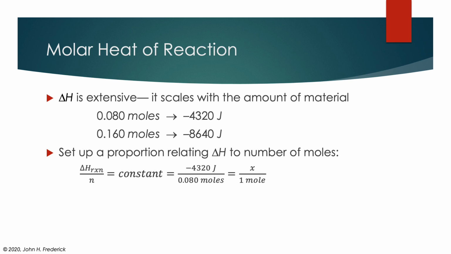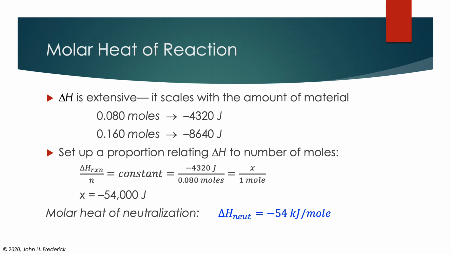We know that negative 4,320 joules is the amount that 0.08 moles generates. What we want to find is the amount of heat that is generated by 1 mole. So we would solve this equation for x. When we do that, we find that x is equal to negative 54,000 joules. That tells us that the molar heat of neutralization, in this case delta H, is going to be negative 54 kilojoules per mole. I've substituted kilojoules for joules so I'm not writing out a big number like 54,000. I hope this made sense, and it's something that you'll be able to apply to other reactions as well.